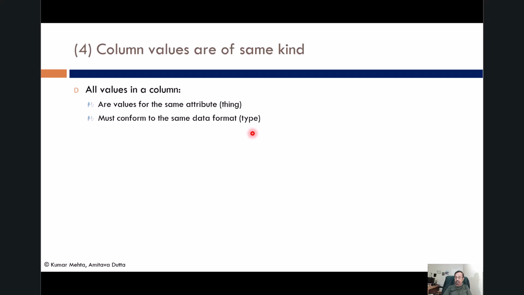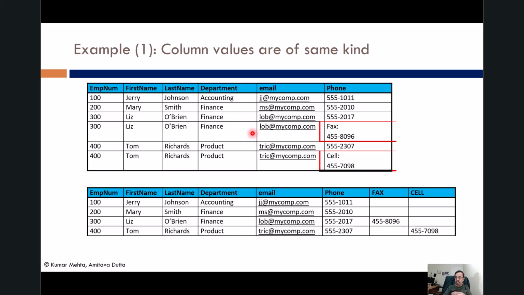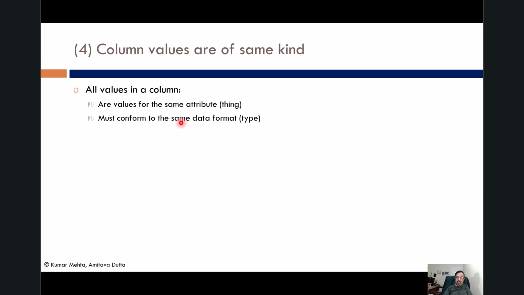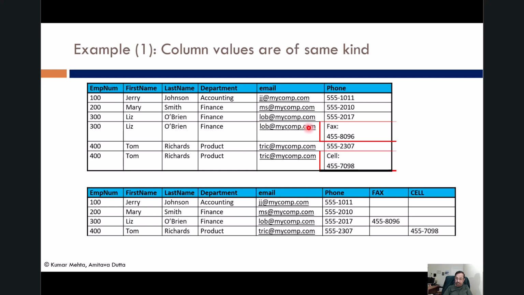If I have one phone number that is 10 digits long and another phone number that's 7 digits long, that's a violation of this rule. But here's a more serious issue. For this column, all the phone numbers have the same data format, so they pass the second test. But where is the problem? They conceptually represent different things.